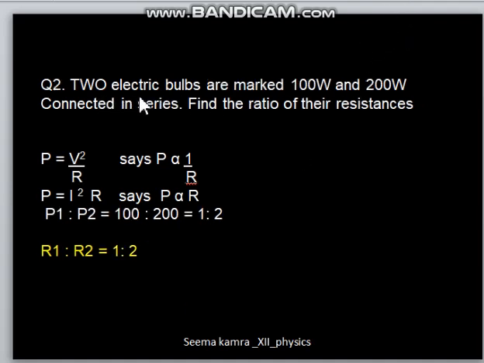In question number two, two electric bulbs of power 100 and 200 are connected in series. Find the ratio of their resistances. So now again power formulas are there, but in series current remains the same. So this is constant. If this is constant, then P is proportional to R only, we can write. So here P and R are directly proportional. So if the power ratio is 100:200, that means 1:2, the resistance ratio will also be 1:2.